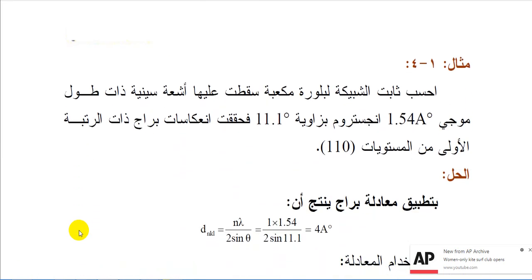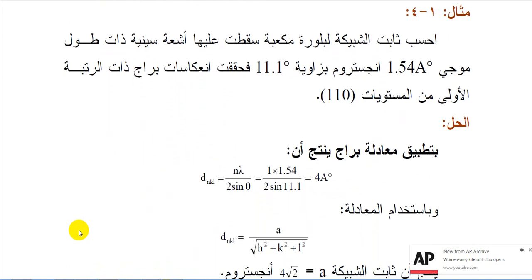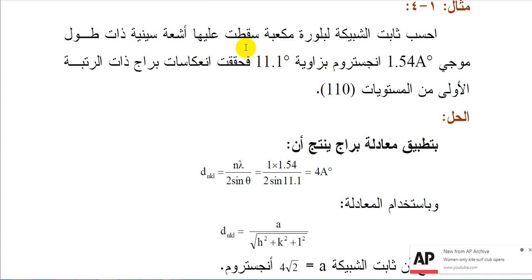Mathematical examples for Bragg's law. Example 4.1: Calculate the lattice constant for a cubic cell experiencing X-ray incidence with a wavelength of 1.54 angstrom and an angle of 11.1 degrees, verifying first-order Bragg reflections of the 110 planes.